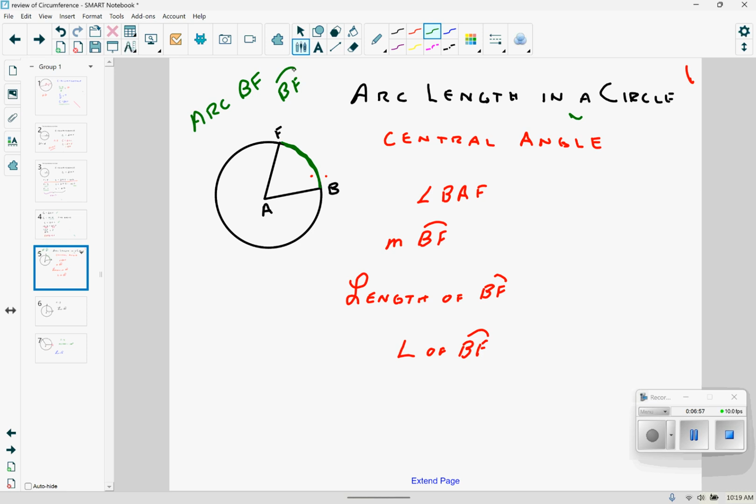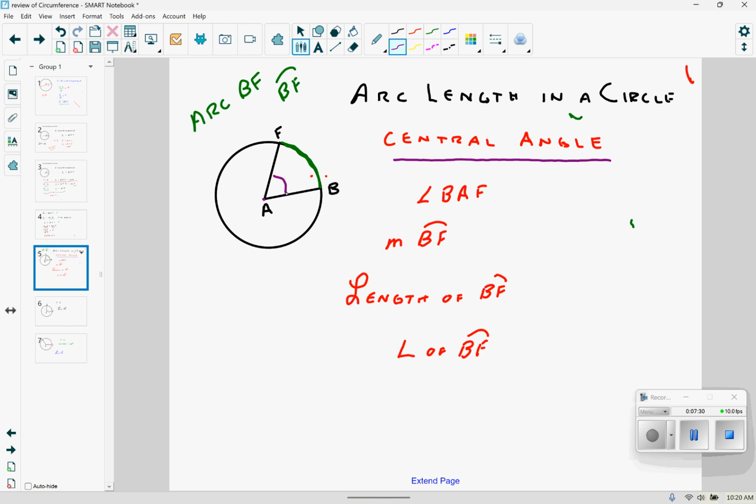And in order to do that, we need to review this topic of the central angle. And the central angle of a circle is an angle whose vertex is the center of the circle. So A is the center of the circle, and the rays of that angle pass through the circle. So this is called a central angle.